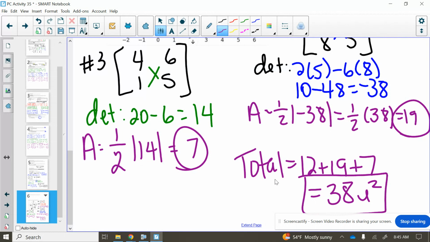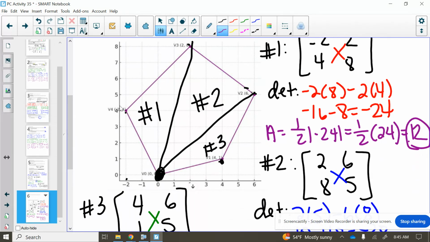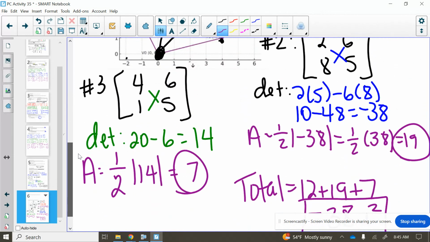So a little bit nicer way to find your area, if possible, without having to know the exact formula for that polygon's area.